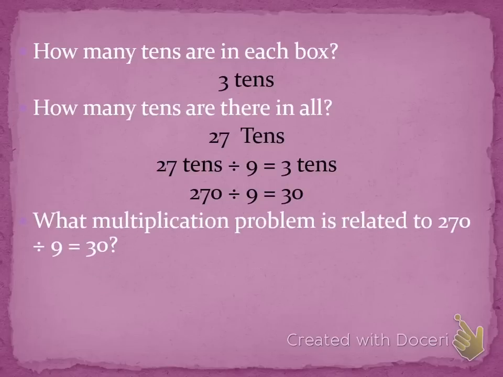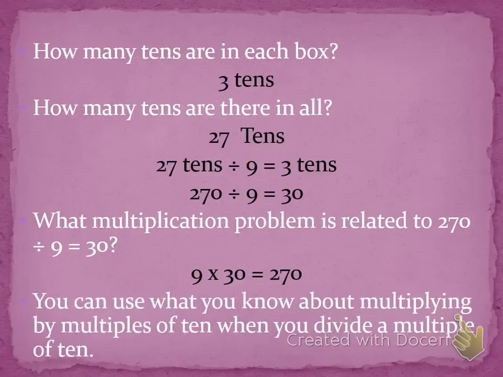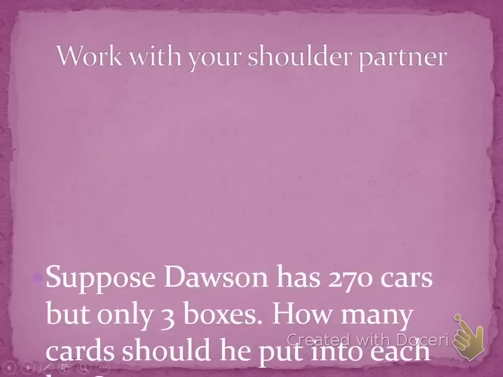What multiplication problem is related to 270 divided by 9 equals 30? So we just talked about that. So 9 times 30 equals 270. Again, all division problems are simply just multiplication problems put in different ways. You can use what you know about multiplying by multiples of 10 when you divide a multiple of 10. It's important for us to remember that we use division whenever we want to make equal groups. So we have our total and we want to divide it up and give everyone an equal amount. So that's why we use division, to make sure everyone gets their equal amount in the problem.